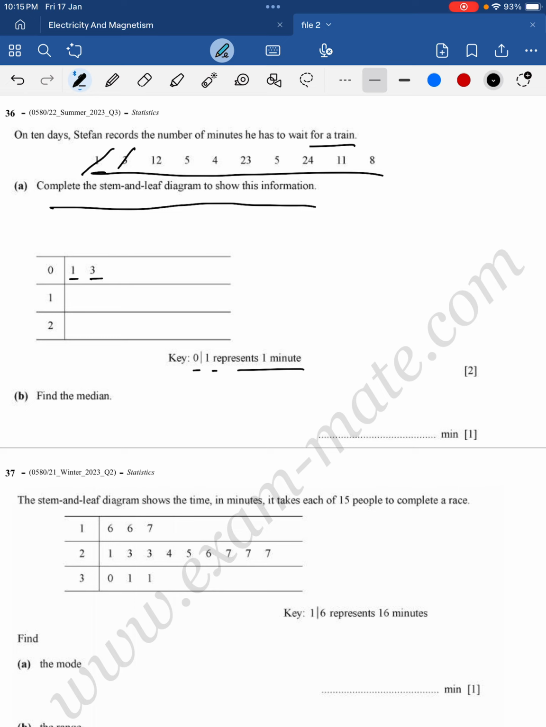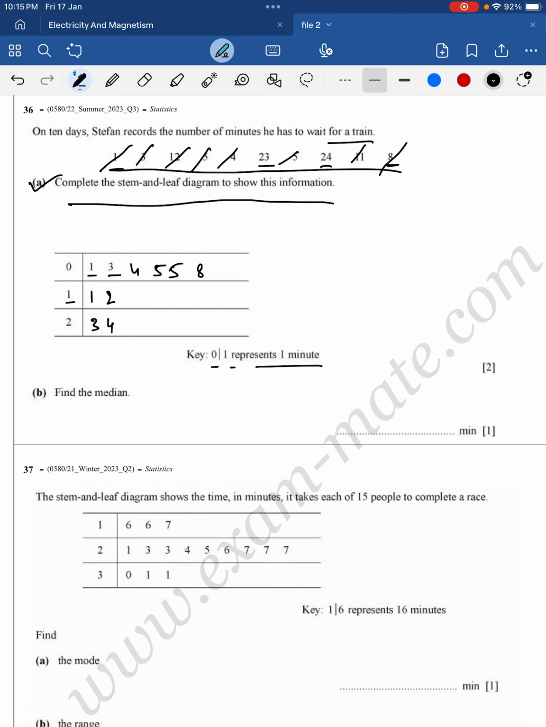After that, another 4. After 4 we have 5 repeated twice, and then we have 8. After 8 we don't have any more, then we have to do for 1. So 11 is there and 12 is there. Then we have 23 and 24. Clear?